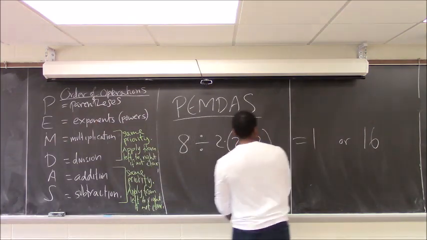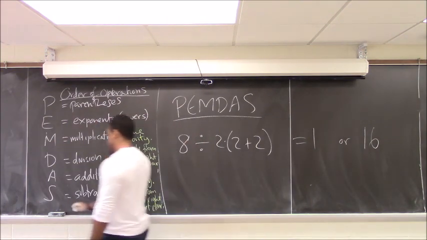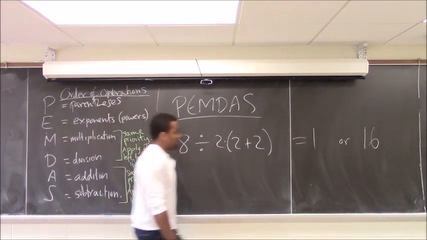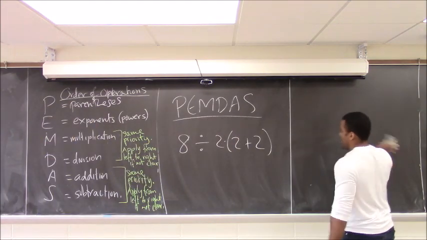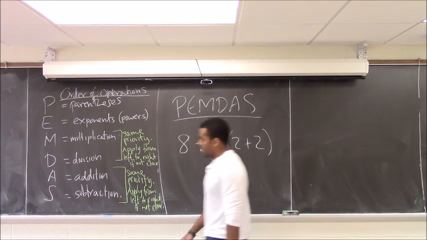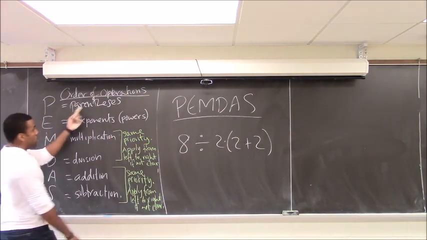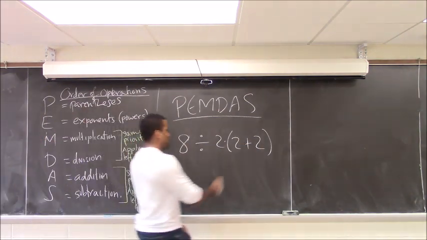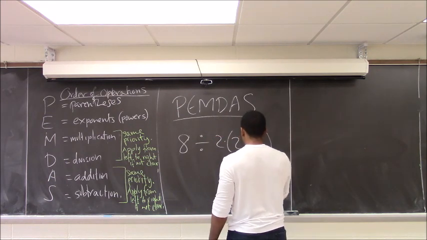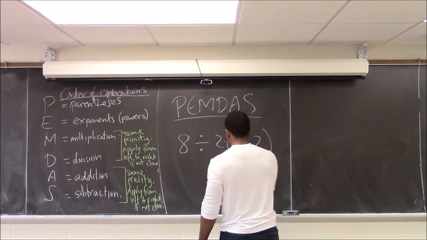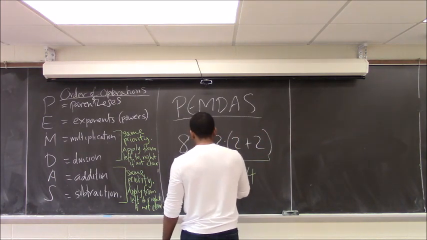Okay, so what is this actually? You follow the rule of PEMDAS, which tells you to work out what's in the parentheses first. So here, you would get 4. Here, there's a multiplication of 2. Here, there's a division of 8.